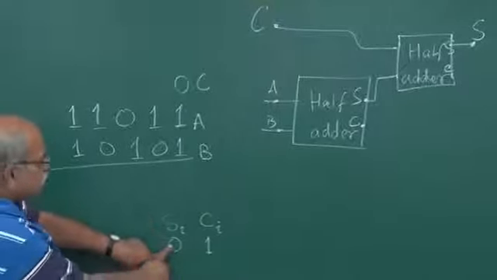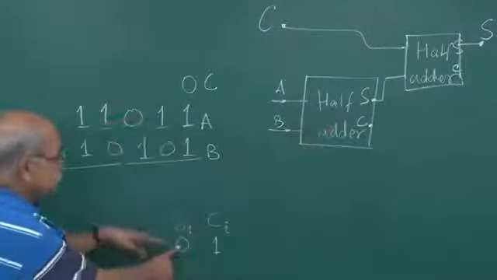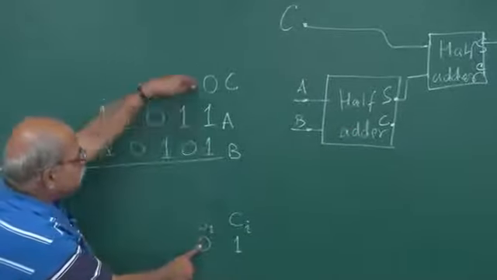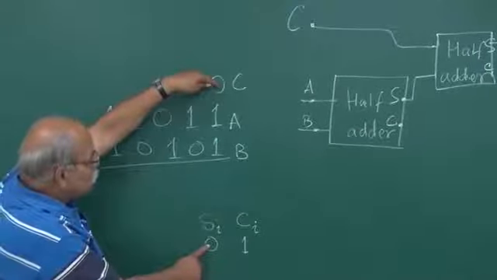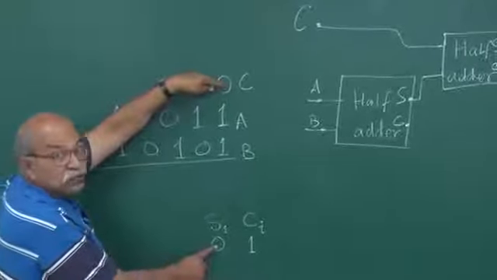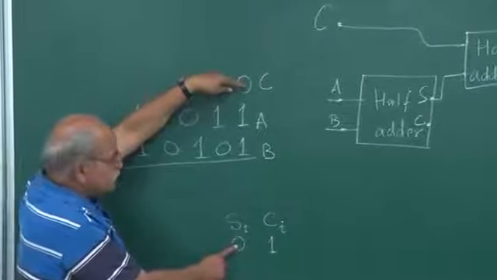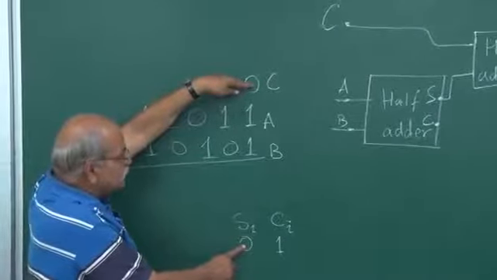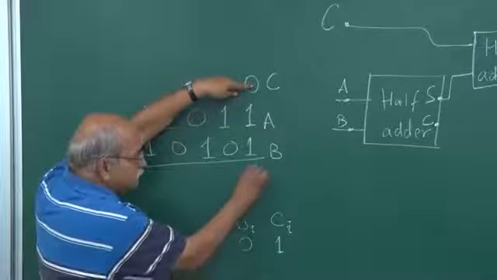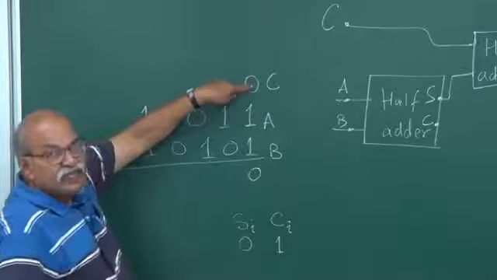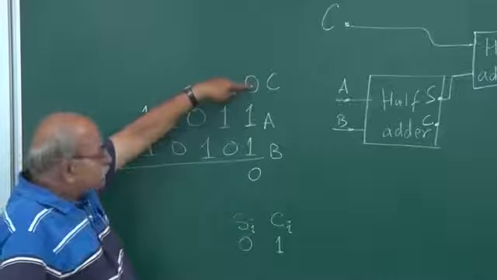This is the output of this first half adder, which is 0, and then the carry is 0, 0 and 0. If you do this half adder operation, that will give you sum as 0. So this is the sum. And how do you get the carry, the final carry?